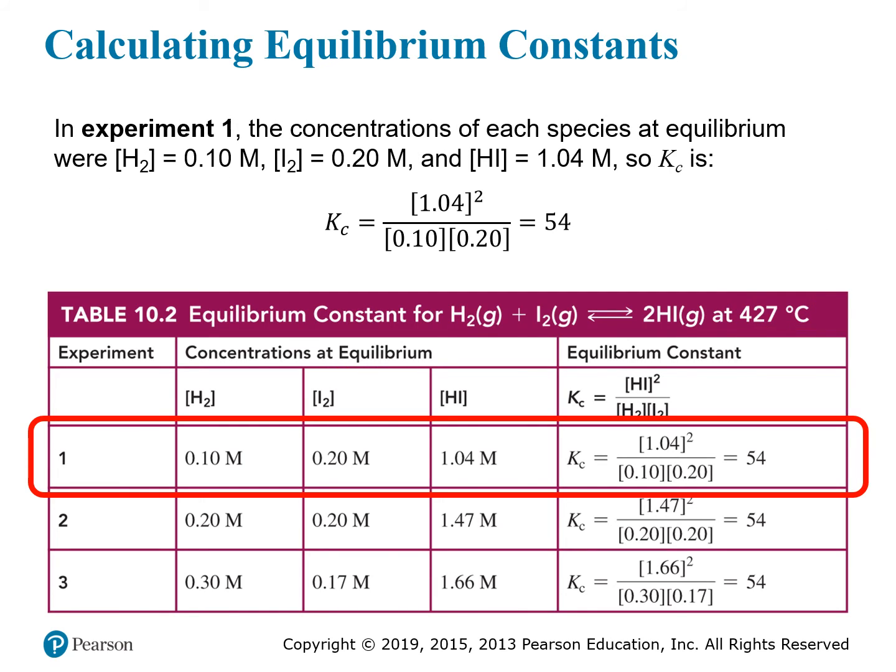Okay? So for the first experiment, once it reached equilibrium, they found that there was 0.1 molar hydrogen gas, 0.2 molar iodine gas, and 1.04 molar hydrogen iodide gas. And so they put that into the equilibrium expression, 1.04 squared divided by 0.1 times 0.2, and they got a value of 54.